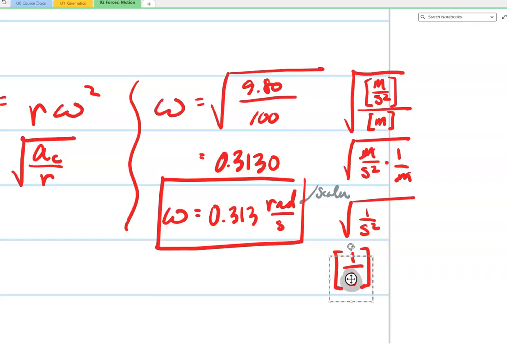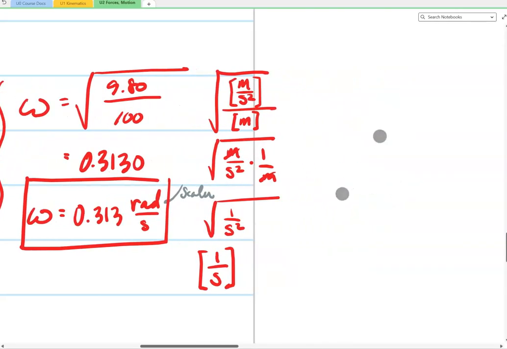Now, the unit analysis here is a little bit confusing at first. We have a square root surrounding a meters per second squared divided by a meter. Well, when you divide by a meter, that's the same as multiplying by 1 over meter, and we have this square root surrounding a 1 over s squared. If I square root of 1 over s squared, then I get a 1 over s.